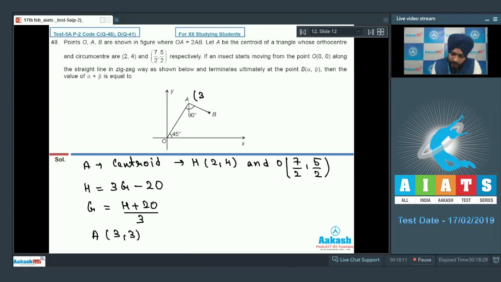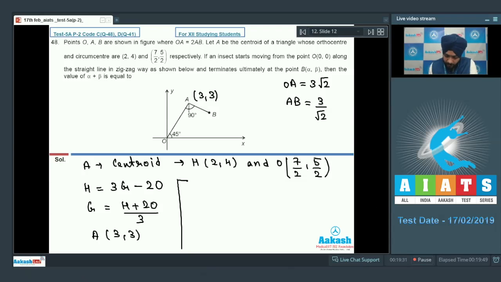So point A is (3, 3), which was very clear because it is lying on the line y equals x, it is making an angle of 45 degrees in the anti-clockwise sense with positive direction of x-axis. This angle is 90 degrees as shown, OAB. So this distance is very clear. OA distance is 3 root 2. From the question you can conclude that AB distance is 3 by root 2.